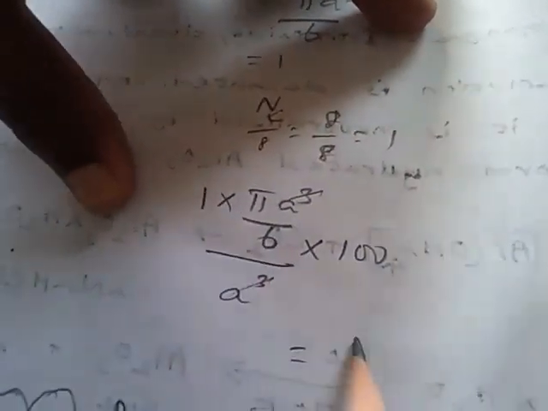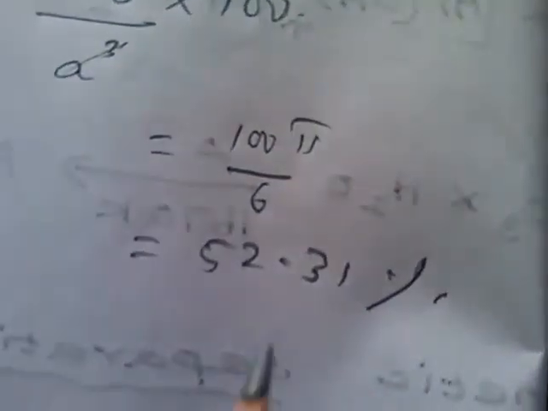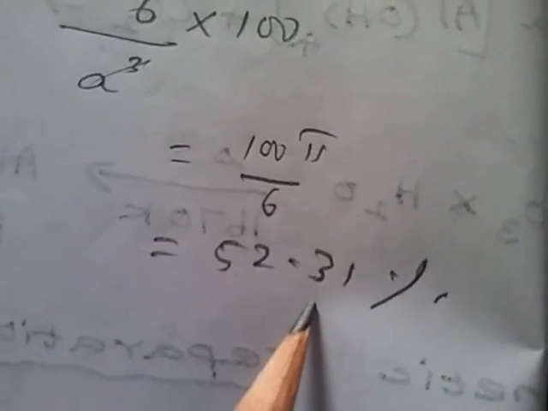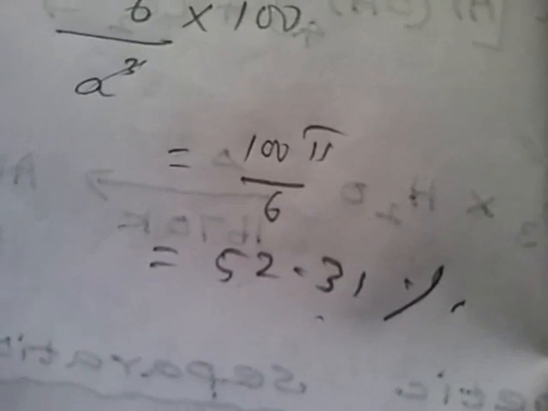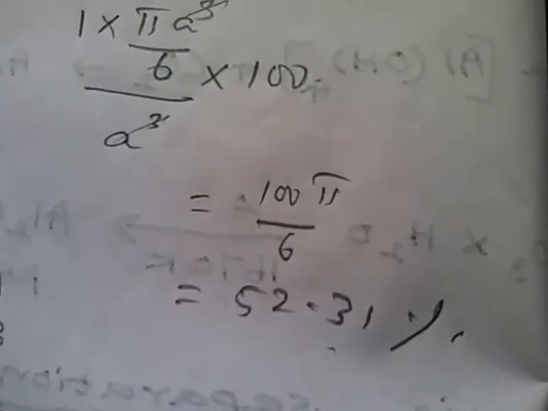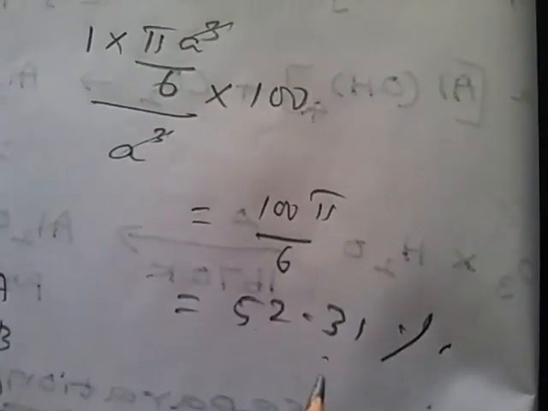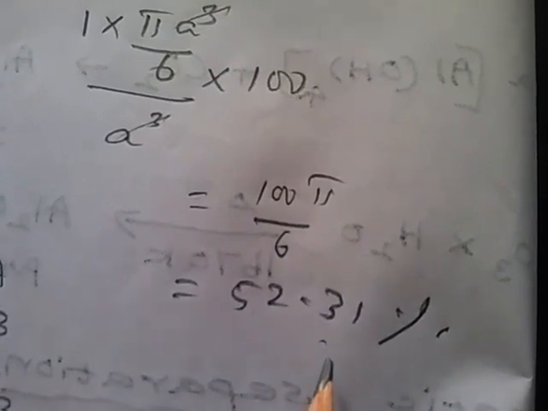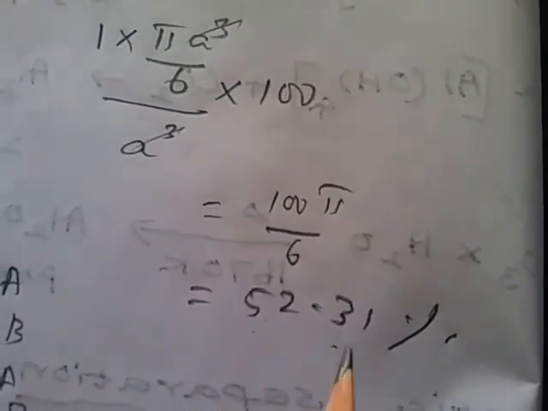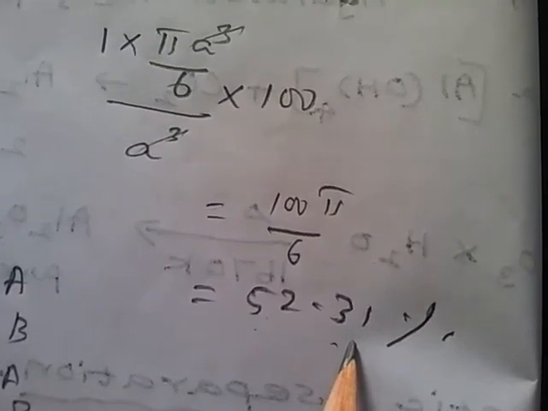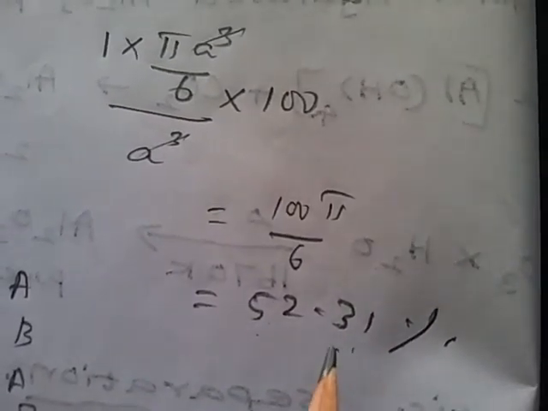So on calculating these values, it comes to 100 pi by 6, equal to 52.31 percent. So the total volume occupied by spheres is 52.31 percent, and it makes inefficient use of available space and it minimizes the attractive force. So nearly 48 percent is free space in the simple cubic unit cell. Only 52.31 percent of the space is occupied by the atoms or ions or molecules, that is, the constituents.